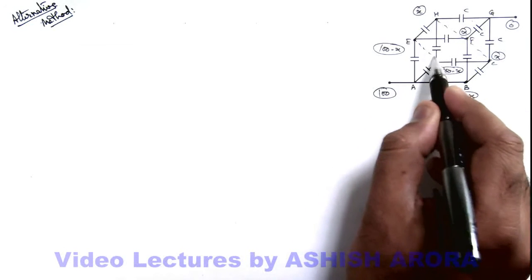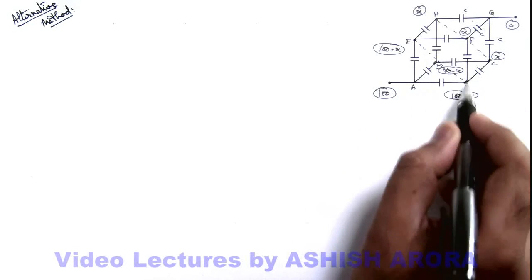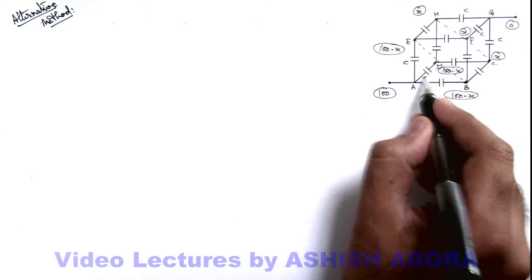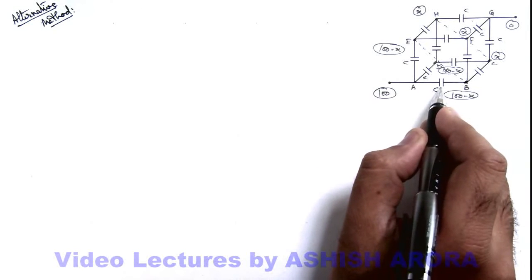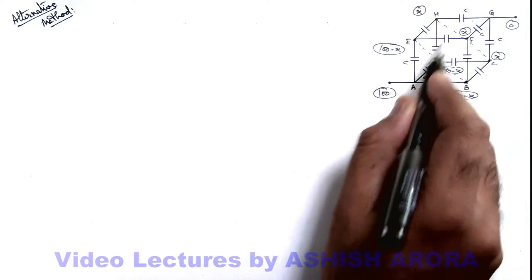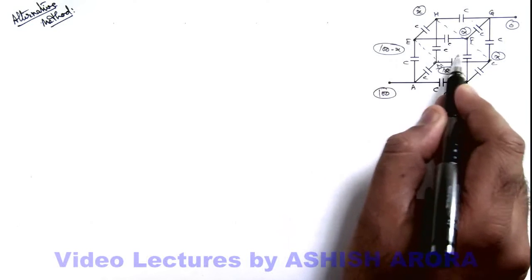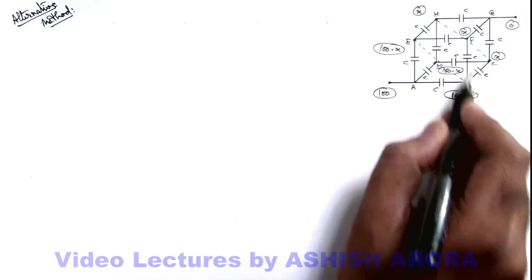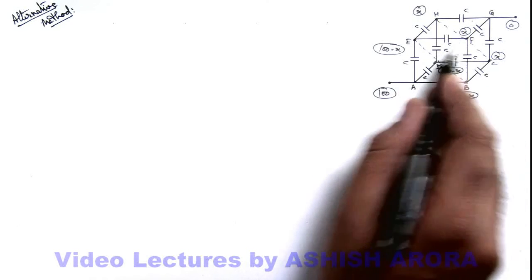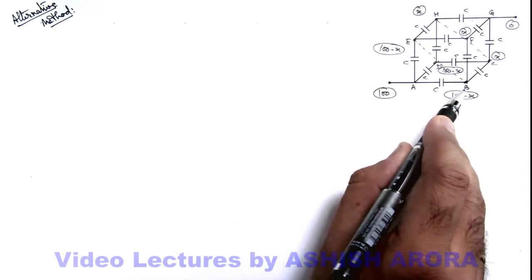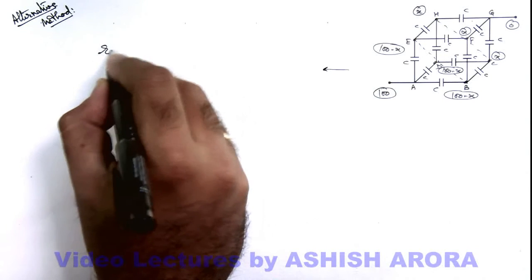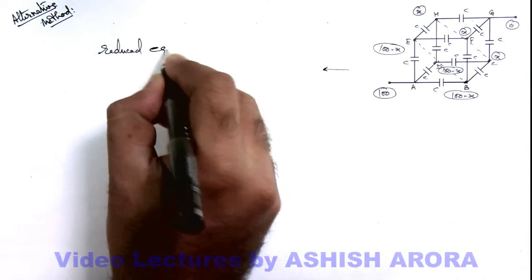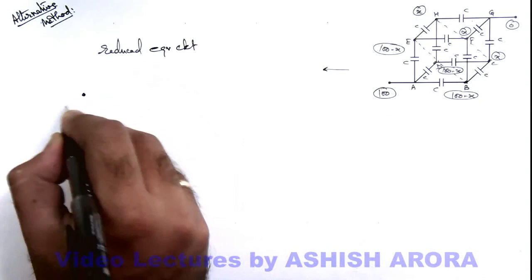Similarly, if we join these three terminals of 100 minus X to each other, these three capacitors will also be taken in parallel, so the equivalent will also be 3C. And the remaining 6 capacitors can also be taken in parallel because each of these 6 capacitors is connected with one terminal to 100 minus X and the other terminal to X. So this equivalent capacitance will become 6C. If we draw the reduced equivalent circuit, it will look like this.